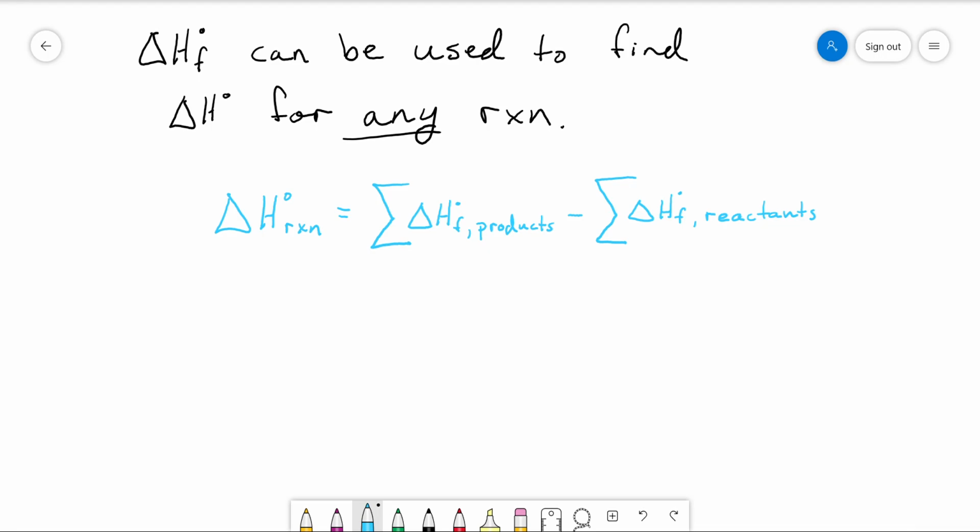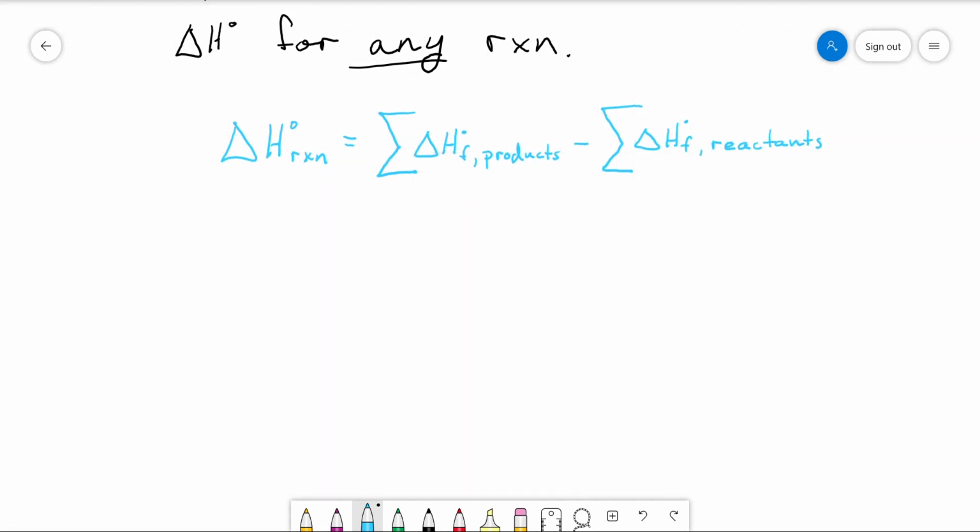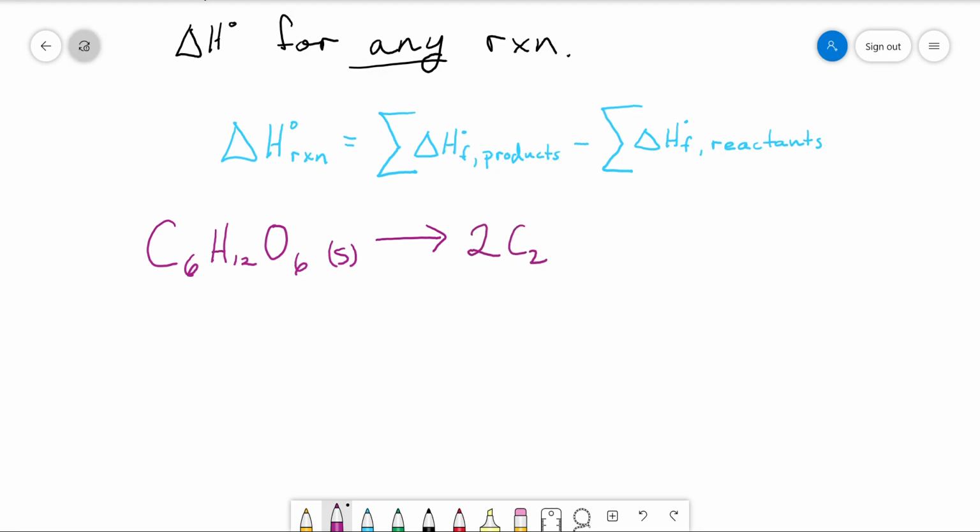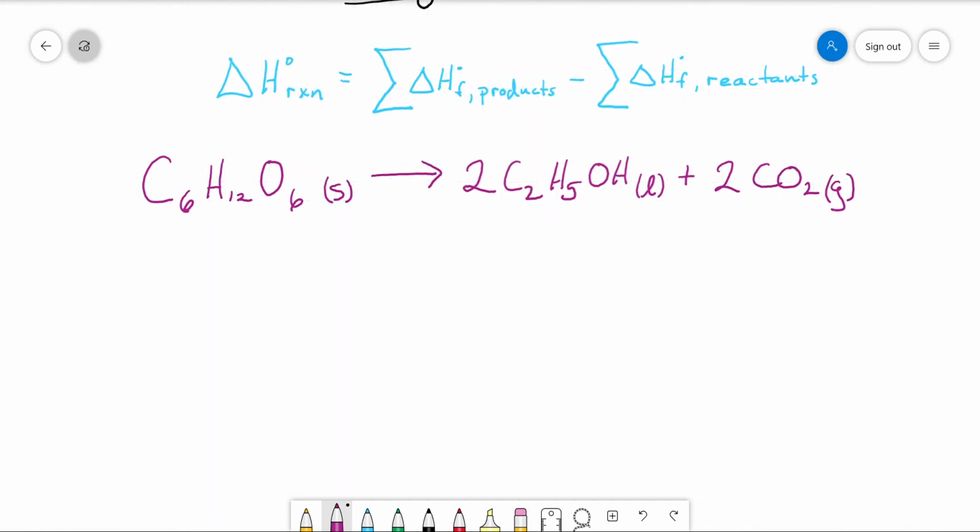Okay. So let's use this to find the delta H naught for a reaction. So C6H12O6 solid, that's just glucose, going to 2C2H5OH liquid plus 2CO2 gas. Okay, and this is fermentation. This is the equation that describes fermentation of sugar into alcohol. Now I have your attention.